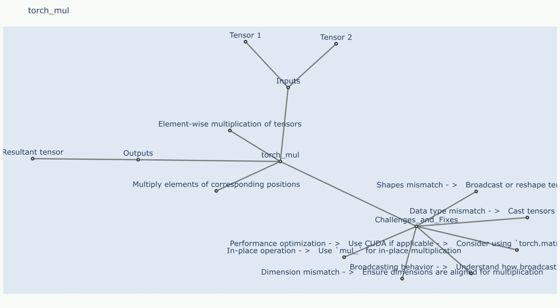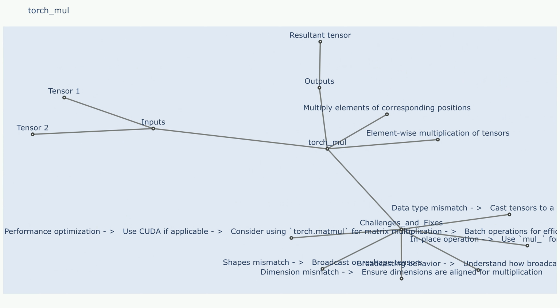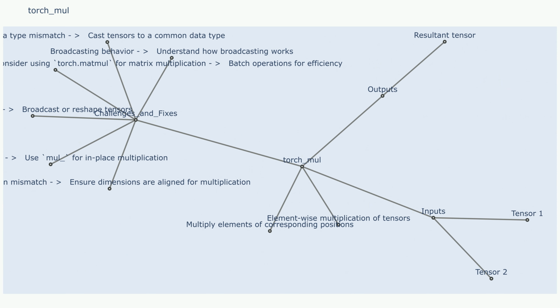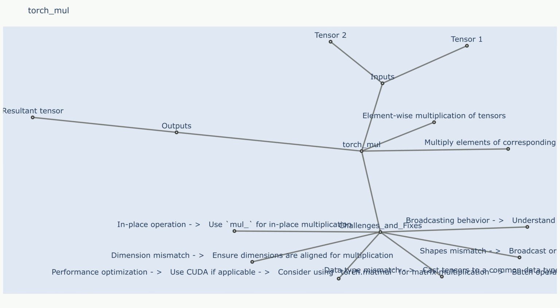Challenges and fixes. Challenge 1: input tensors have incompatible shapes that cannot be broadcasted. Sample use case: attempting to multiply a 2 by 3 tensor with a 3 by 2 tensor. Fixes: reshape one of the input tensors to match the other, or use a broadcasting operation, torch.broadcast_tensors, to expand the dimensions of the smaller tensor.